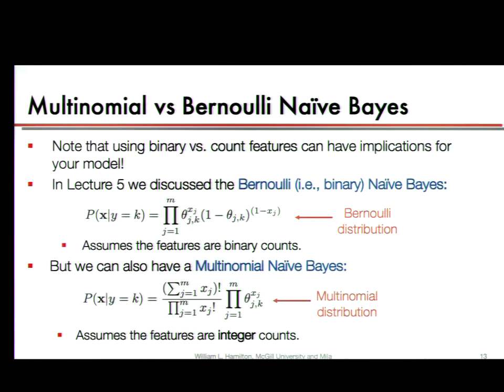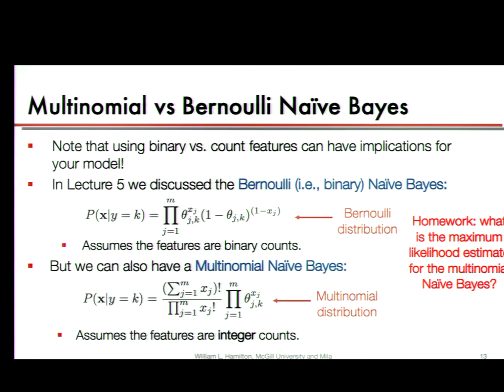Just like the binary naive Bayes, there's a little bit of math, but at the end of the day, it's a pretty simple model. And if you're interested in useful homework, for example, it could be useful for exam prep, deriving the maximum likelihood estimate for multinomial naive Bayes is a very useful thing to do.